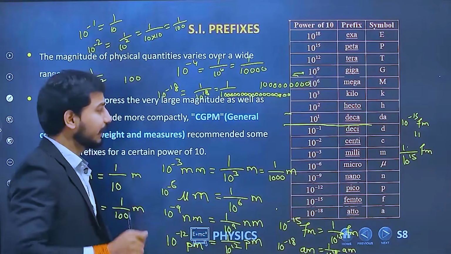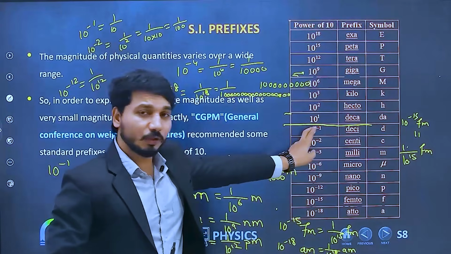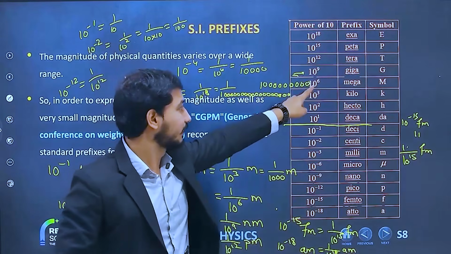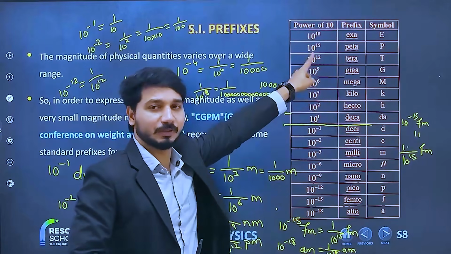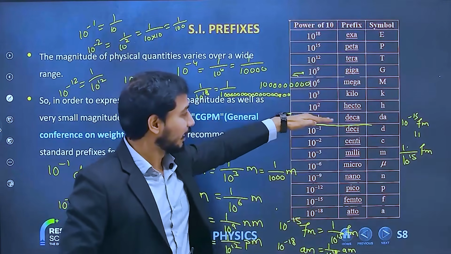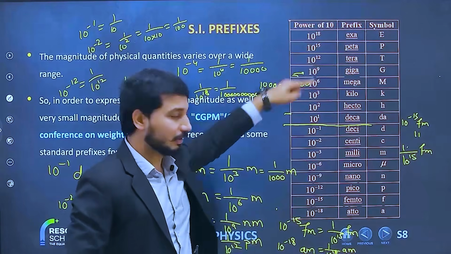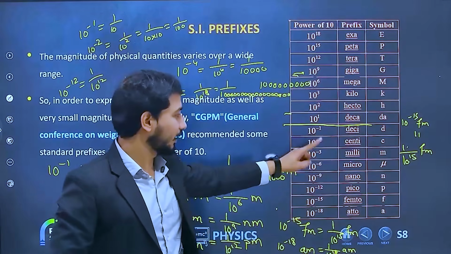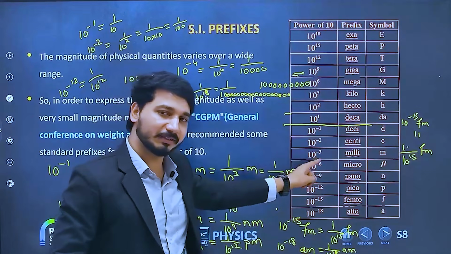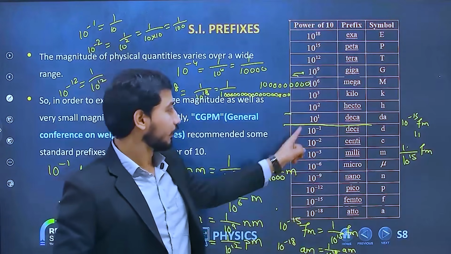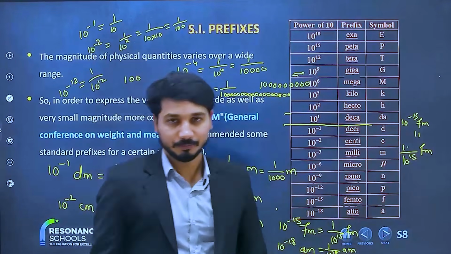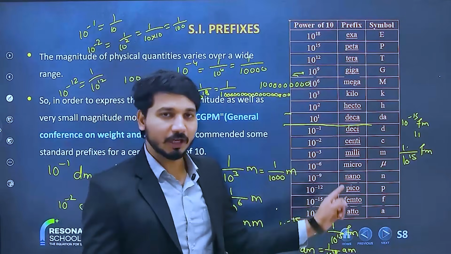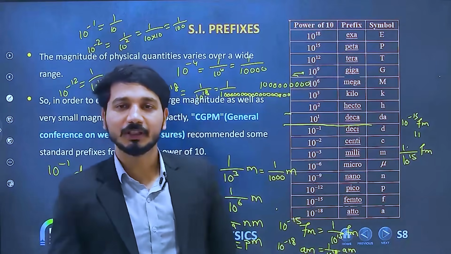Now see on the screen everyone. You can see over here, 10 to the power 1, 10 to the power 2, 10 to the power 3, 6, 9, 10 to the power 12, similarly. From the base, above it the powers are positive, and below it the powers are negative. 10 to the power minus 1, 10 to the power minus 2, 10 to the power minus 3, like this. 10 to the power 1 is called deca. This you have to learn, this chart you have to memorize for your upcoming future also.